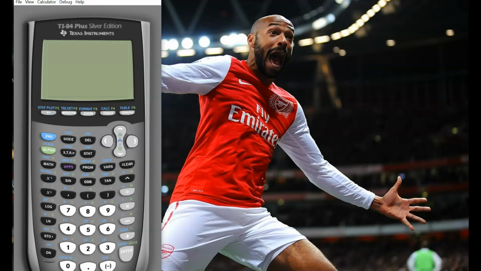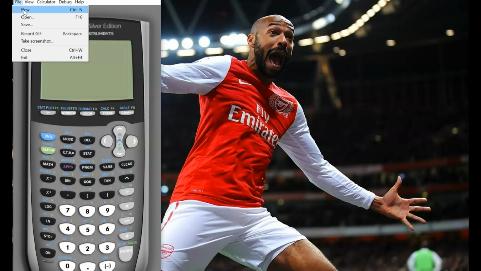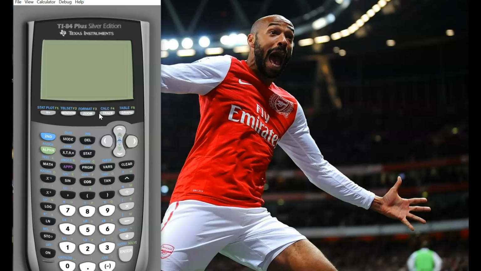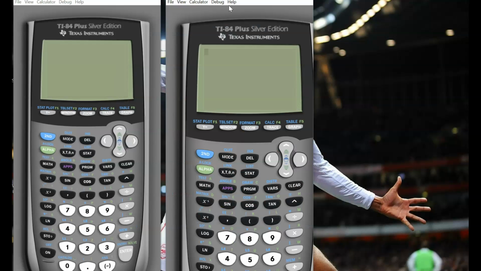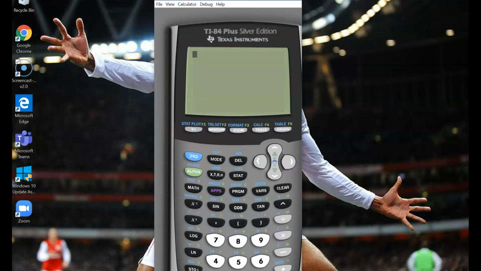This one is not turning on. Come on. That was weird, but now I have one that's working.